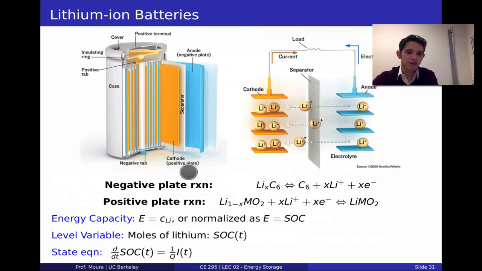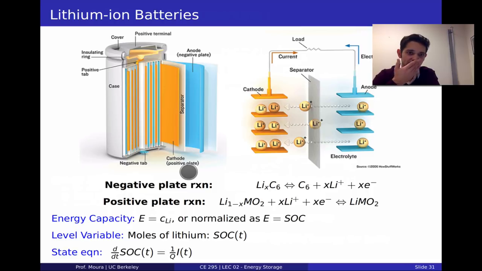Okay, let's talk about the lithium-ion battery. This is the one we see at scale for consumer electronics, power tools. You know, if you talk to a lithium-ion battery manufacturer, they'll tell you they sell a lot for power tools. That's a huge market for them. Vehicles, of course. And today, increasingly so for grid-scale energy storage.